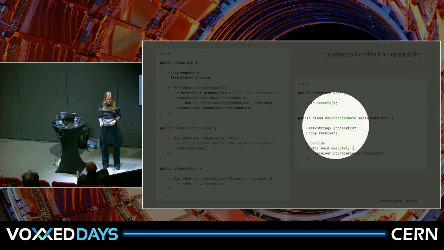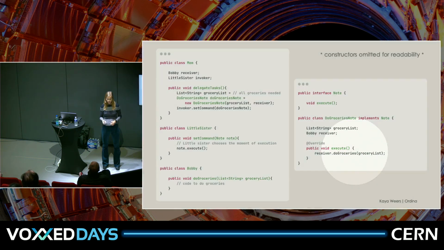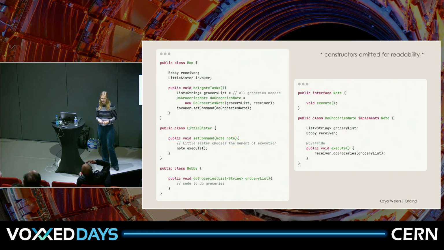So on the right, this is the information about the node. You'll see the interface, which has just an execute method, and the do groceries node, the implementation. And then that node actually knows about the receiver. So it knows Bobby's the receiver and it has the details of the list.